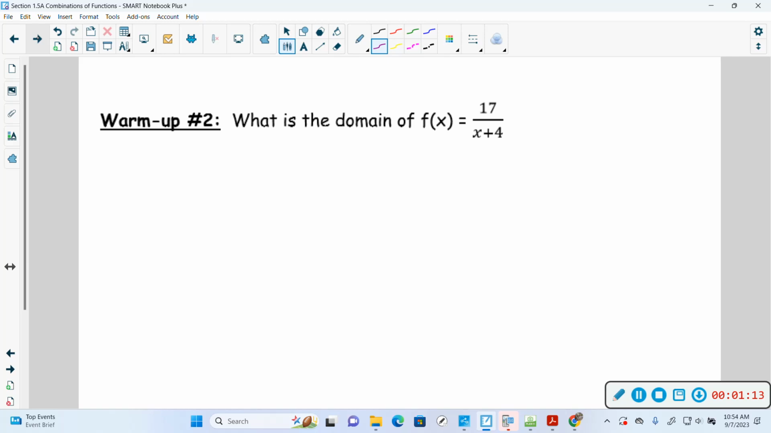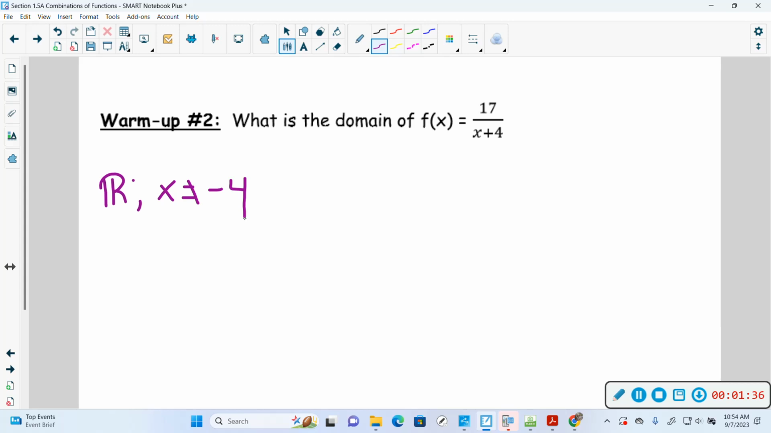Now, they are going to ask us domains again. We already kind of talked about it in the homework a little bit. What's the only number you can't put in there for x? Yep, so I'm going to say all real numbers except negative 4. Any questions on that one? All right, let's get to the operations.